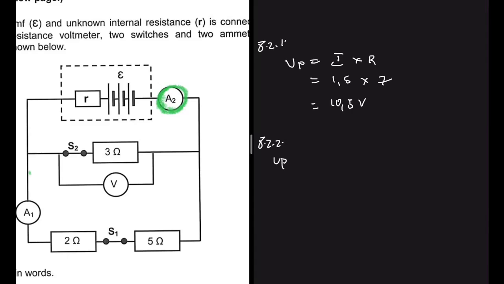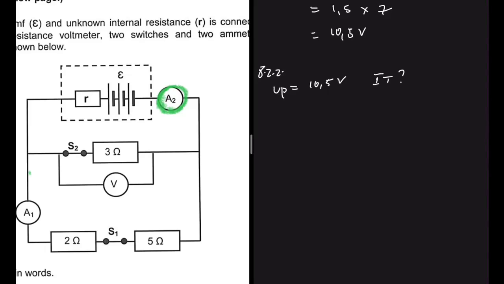We have VP equals 10.5 volts. What we're looking for is IT, right? But we have a formula that says VP is equal to IT multiplied by RP. So since we have VP, we can find RP, and by doing that, we're going to ultimately find IT.